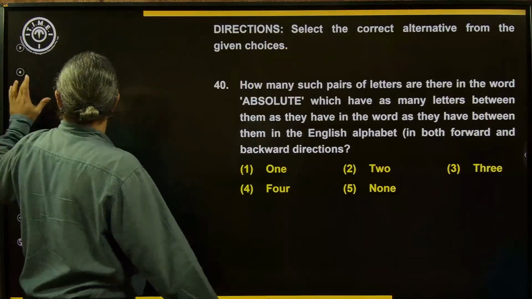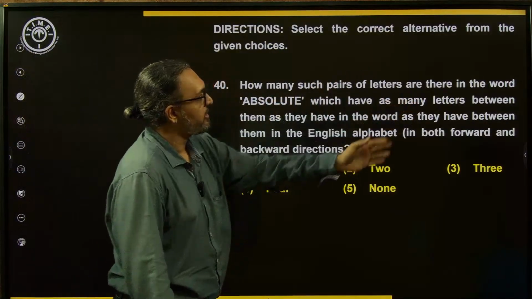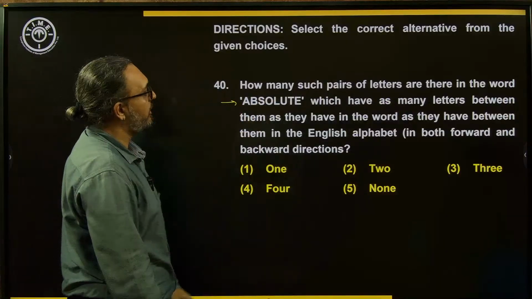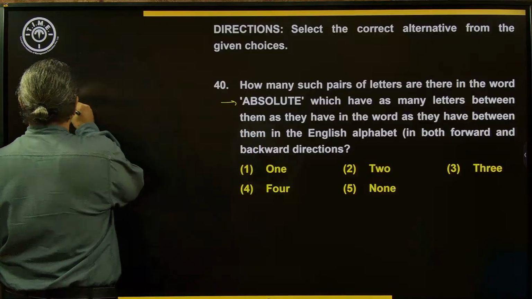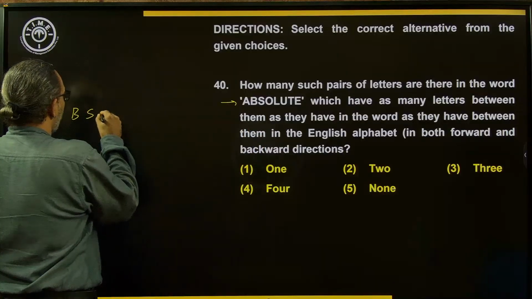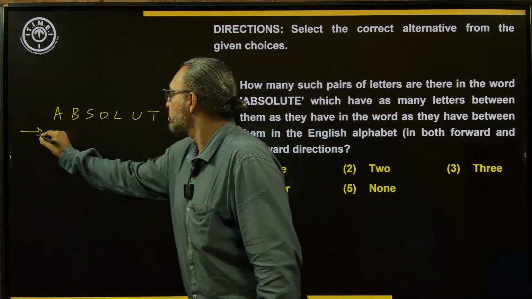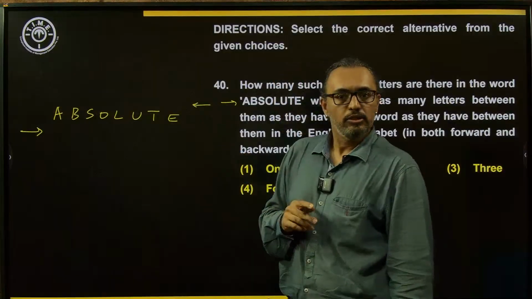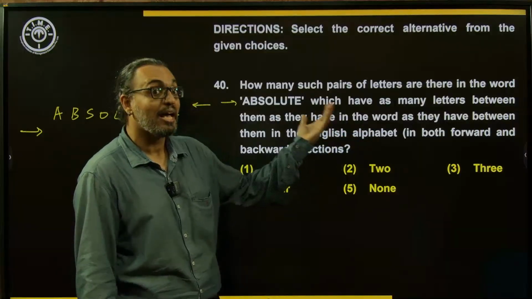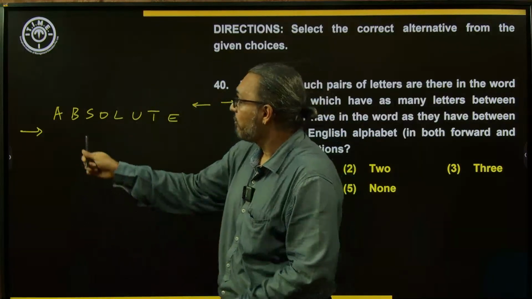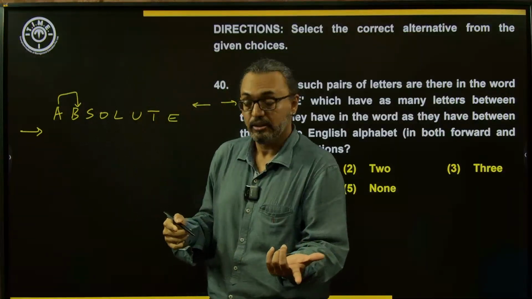Then one last question. How many such pairs of letters are there in the word absolute, which have as many letters between them as they have between them in the English alphabet, in both forward and backward directions? So you take the word absolute. Now we need to find the pairs in both forward as well as backward directions. So you start counting the alphabets, because the condition is pairs of letters with as many letters between them as they have between them in the English alphabet. So from A, you have a B in the alphabet. Here also you have a B. That's a pair.